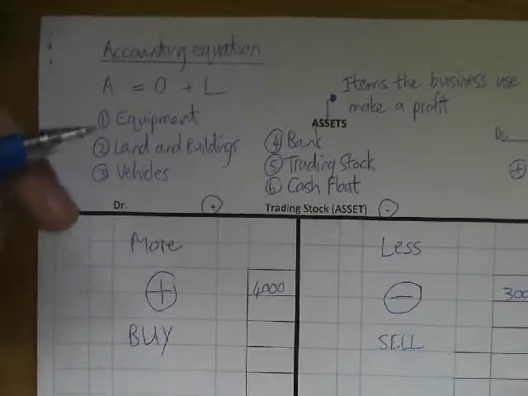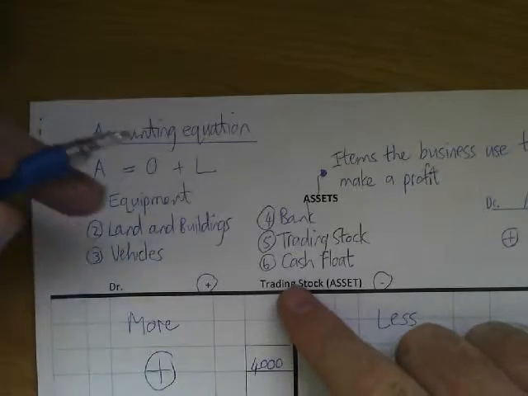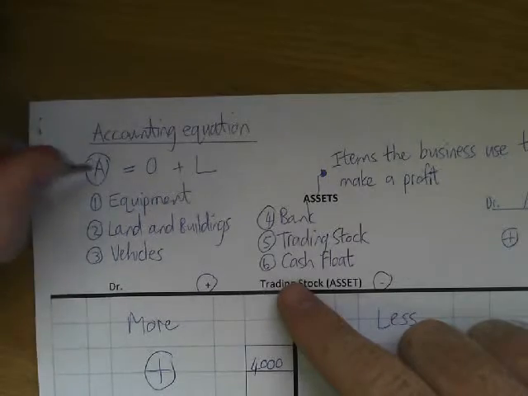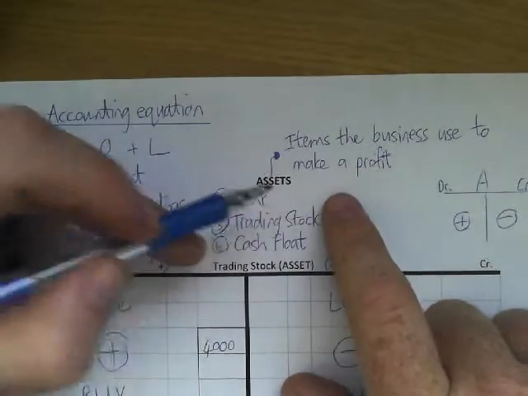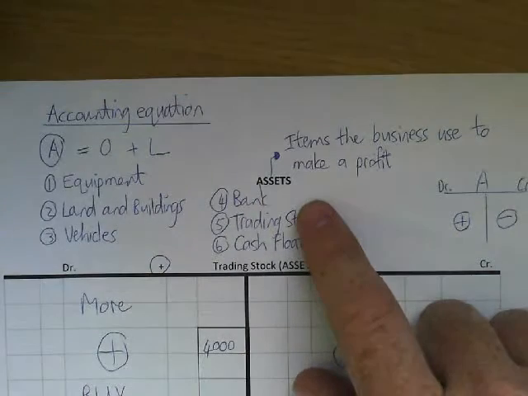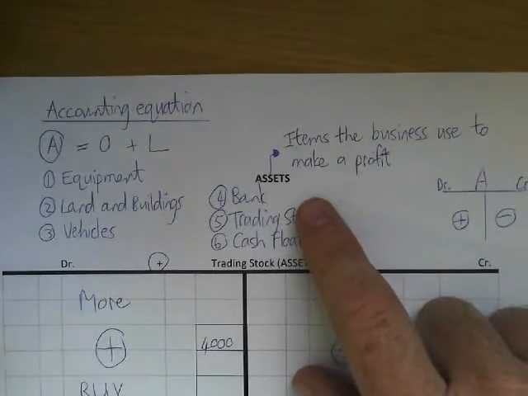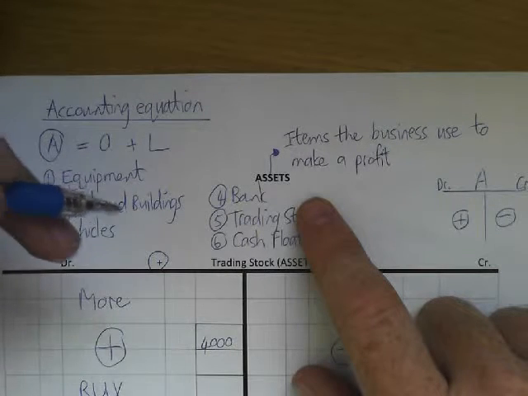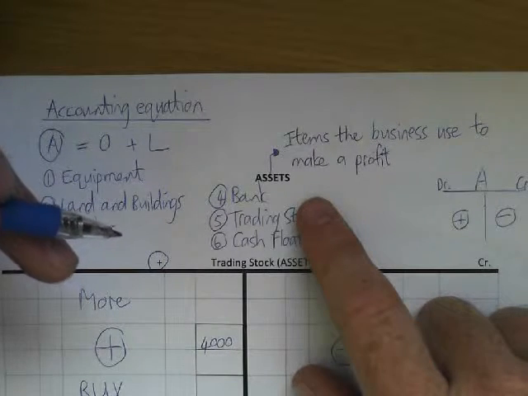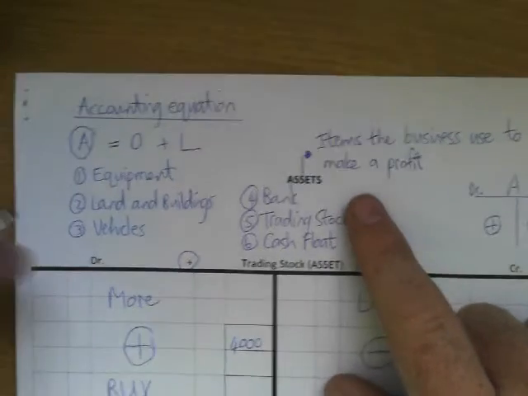Today I'm going to start with the accounting equation and more specifically with assets. Now assets are items that the business uses to make a profit. Some examples would be a vehicle that the owner uses to deliver stuff so that the owner can make money and the business can make a profit.